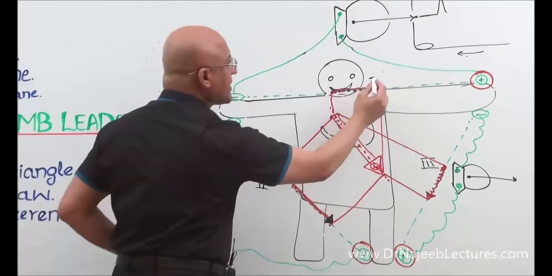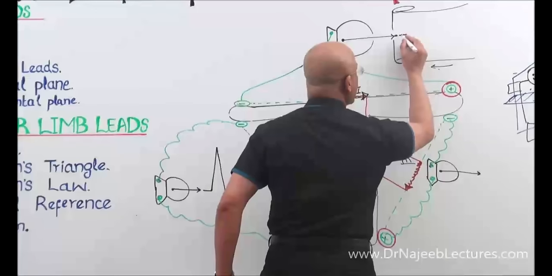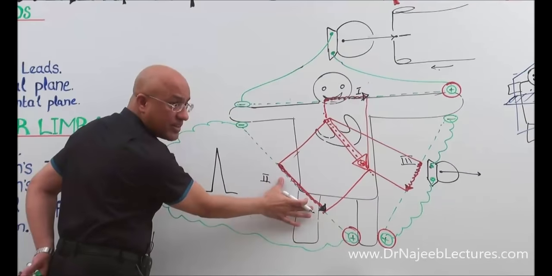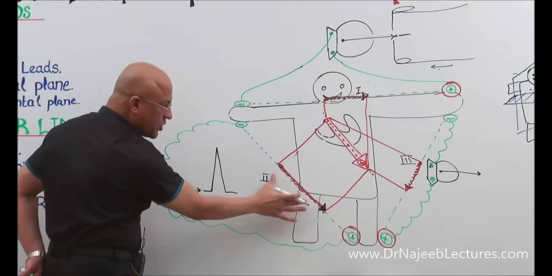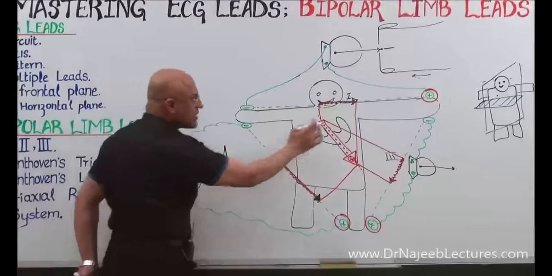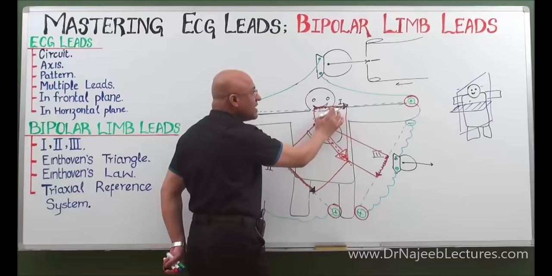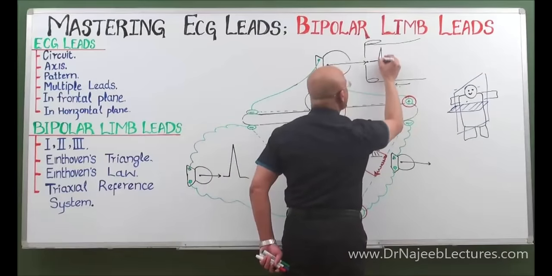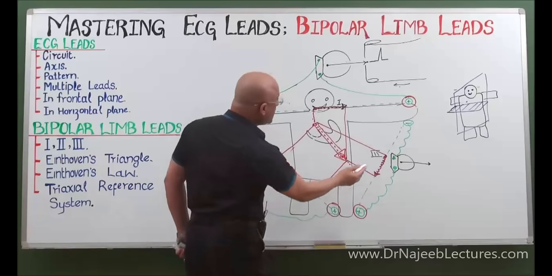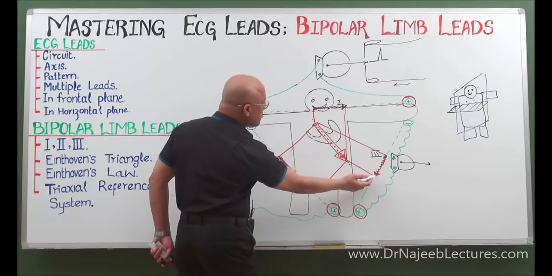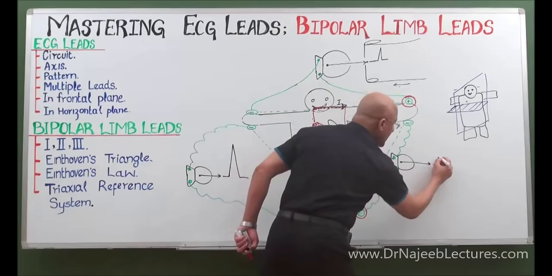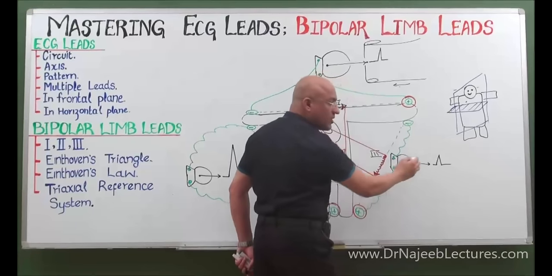But positive deflection here, this vector is smaller, and this projected vector is longer. Here the magnitude is higher, so the deflection in lead number 2 will be more, and the deflection in lead number 1 will be less. Is that right? Lead number 3, in this example, is even less than lead number 1, but it will still deflect. Is it clear?